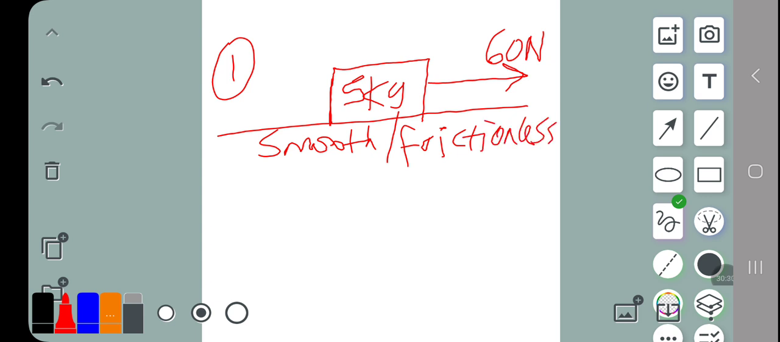What did I say, guys, about this thing? I said if your surface is smooth or frictionless, which means there is no friction acting on the surface. In another way, what I'm trying to say here is that the frictional force acting on the object is zero. The frictional force acting on the object is equal to zero.